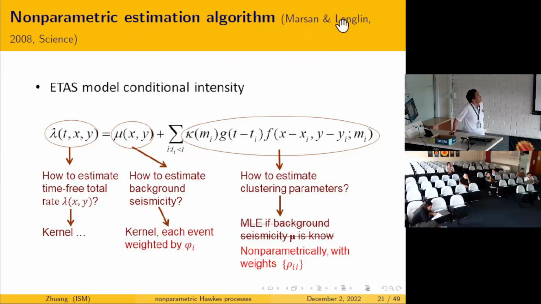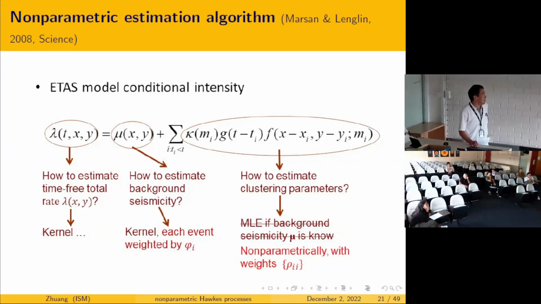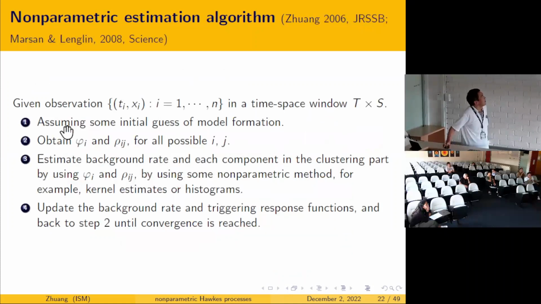So basically, in this method, it finally develops into a completely non-parametric estimation algorithm. It first appeared in Marsan and Lengliné in 2008. They replace this part and assume all of the functions have a non-parametric form, and use the probability rho_ij that event j is triggered by event i to estimate those triggering cluster terms.